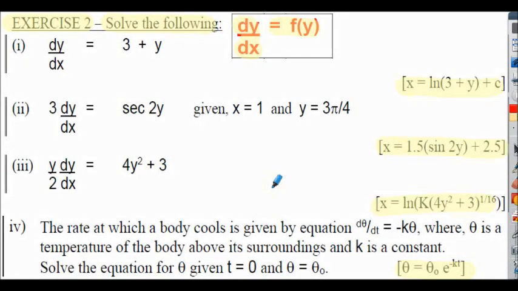On the following slides, I will now outline the full worked solutions to each of the problems shown in exercise 2.